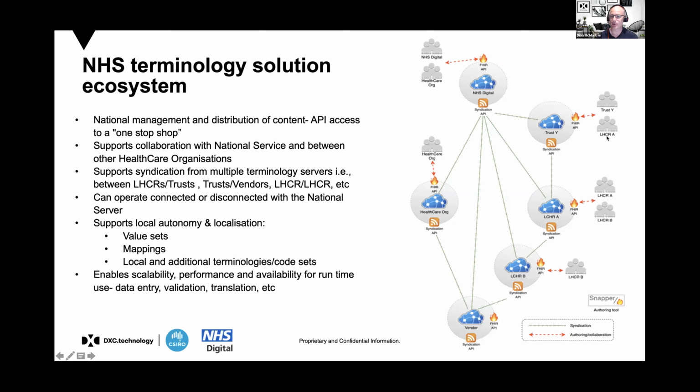But then they might collaborate with Lycra A on some of the content that's in this server, and in turn they may pull that content from TrustY as well as from the NHS Digital server. The content that they're collaborating on could be value sets, could be mappings, could be other local terminologies, or code sets. It could really be pretty much anything.